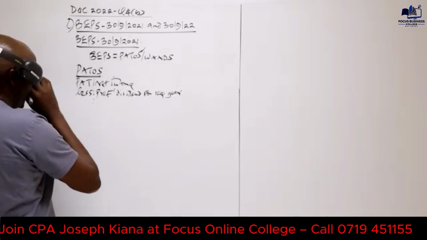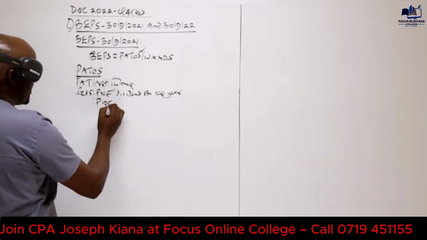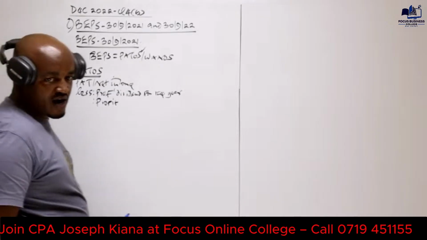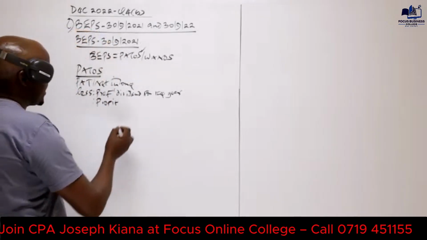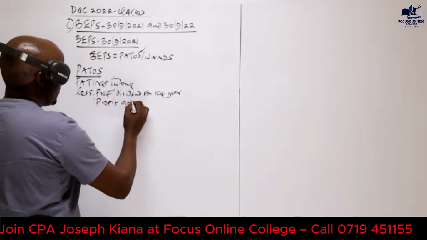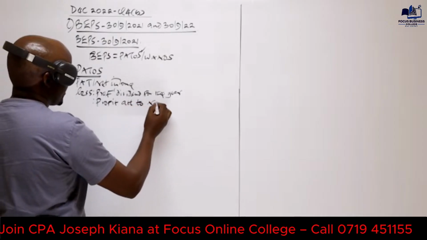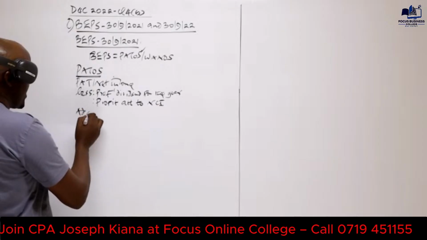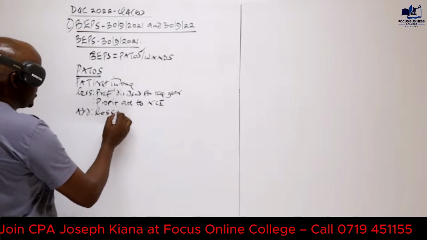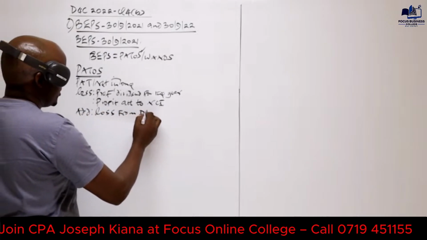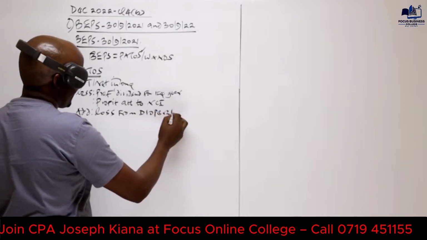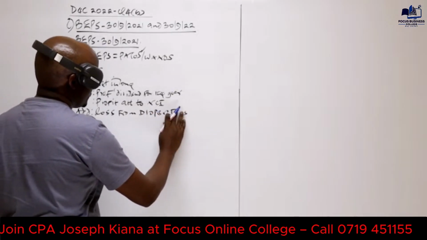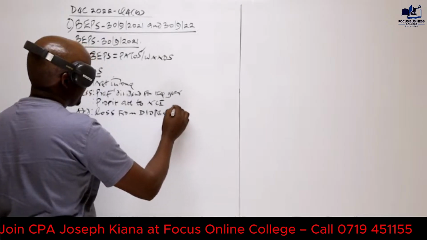And then equally to this, in case we are computing the earnings per share for a group of companies, we less the profit which is attributable to the non-controlling interest. And then to this, we said we add any loss from the discontinued operations.